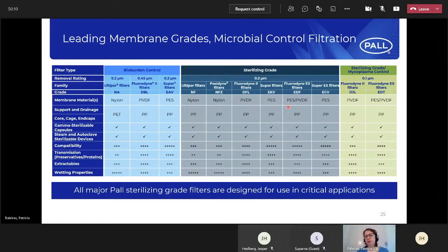Then another example is the Super EXECV, which is a very good filter for viscous solutions and difficult to filter solutions.